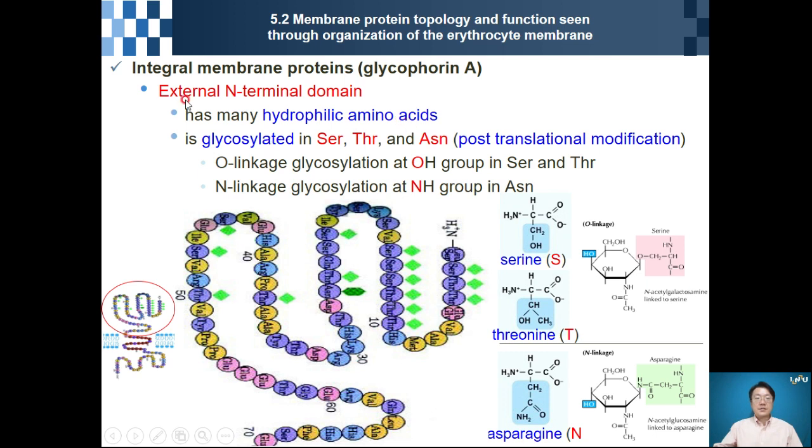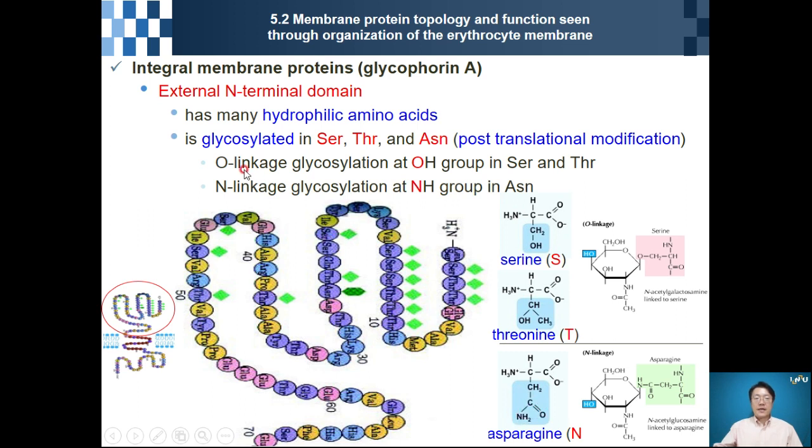This external N-terminal domain is also glycosylated at serine, threonine, and asparagine. This glycosylation, we call a post-translational modification. Serine is a polar amino acid with an OH group. Threonine also has a polar side chain with an OH group. And asparagine has an amino group.